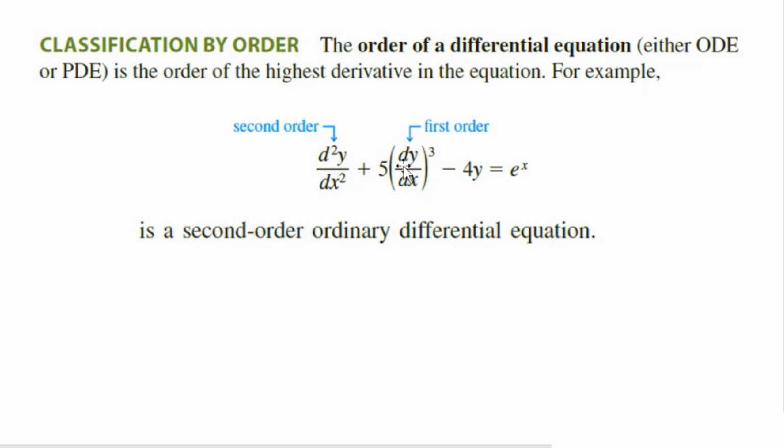Do not be mistaken with regards to this quantity being raised to the power of 3. It is just the exponent, raising the first order derivative to the power of 3, but it is not the third derivative. Otherwise, the third derivative would be written as d cubed y over dx cubed. So that's the difference between the order and just raising it to a power. Since the highest order comparing the two terms is 2, it is a second order ordinary differential equation.